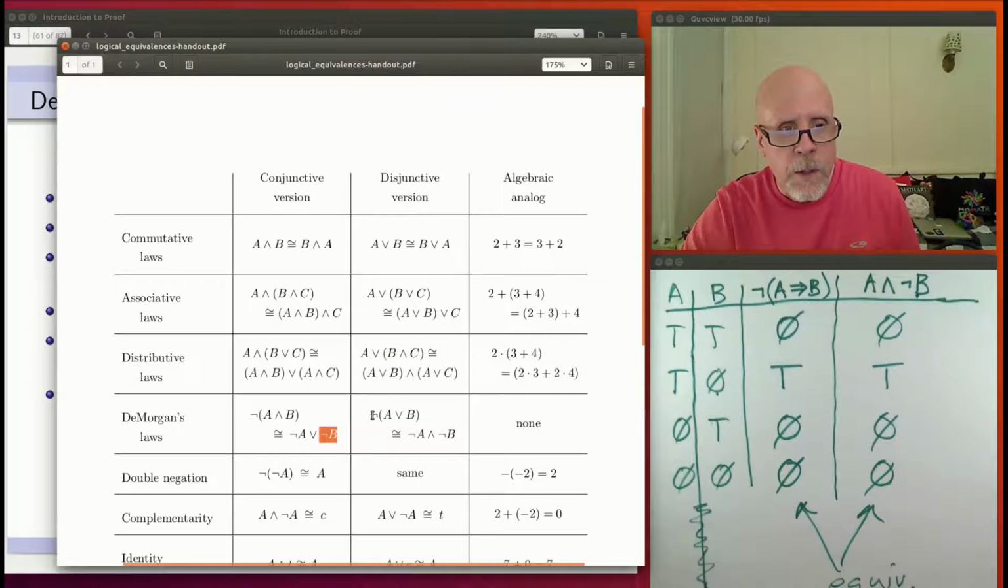The disjunctive version is when you have a not out front of A or B. When you distribute it in, you get not A and not B, but you turn the or into an and.